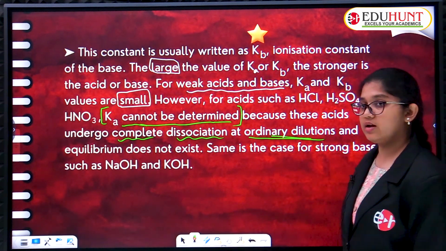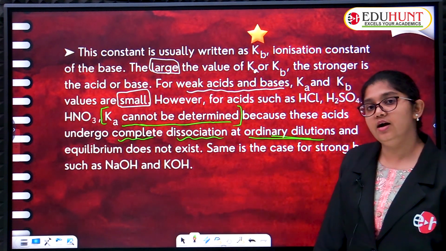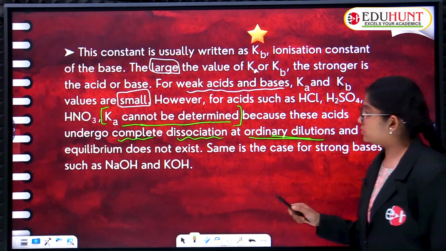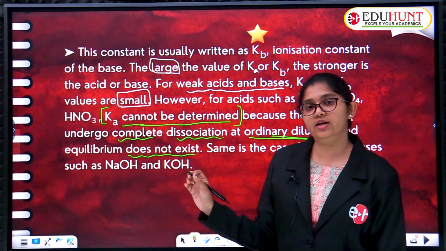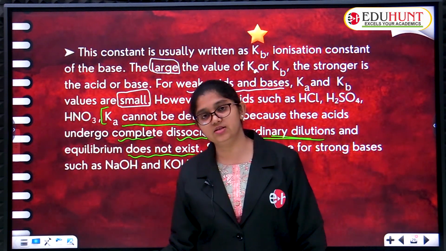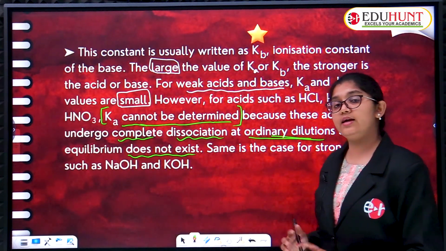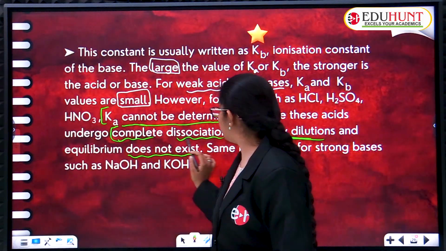Because they produce a lot of H plus ions, they will completely dissociate in dilute solutions, ordinary dilutions. And equilibrium does not exist. Because of that, if they completely dissociate in ordinary dilutions, how can we calculate the Ka value? Because 100% dissociation is going on, no?